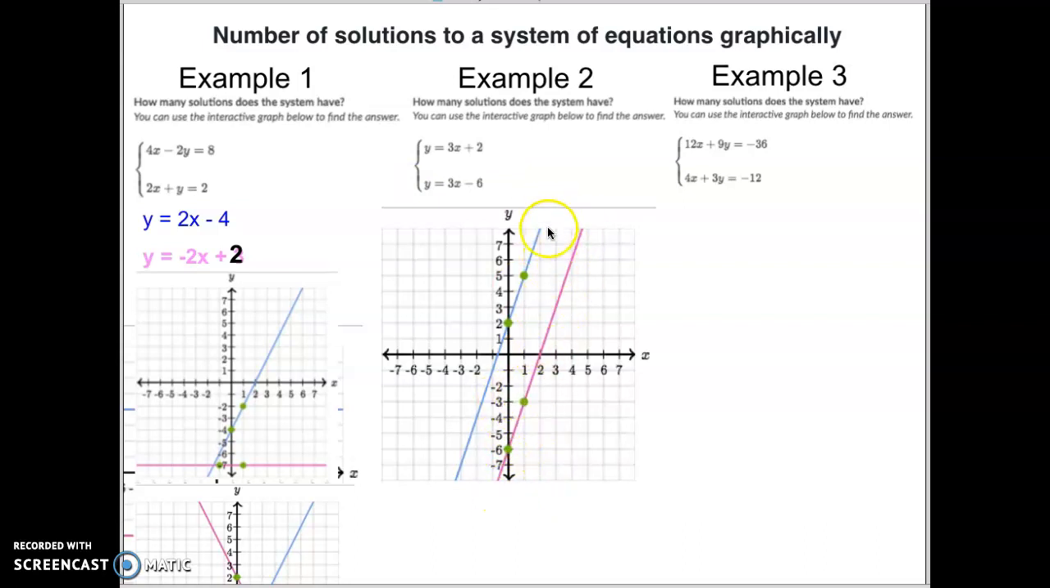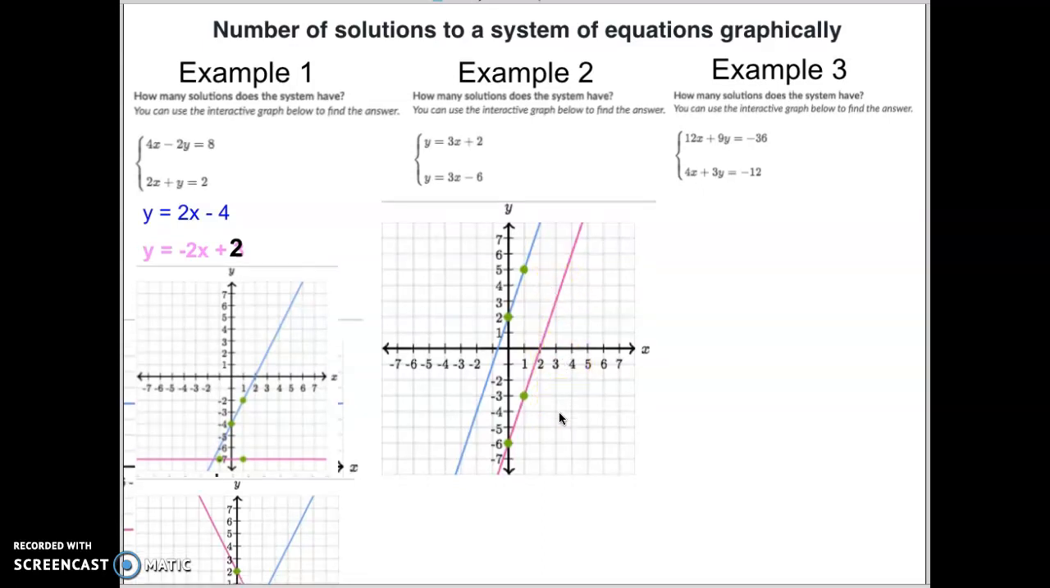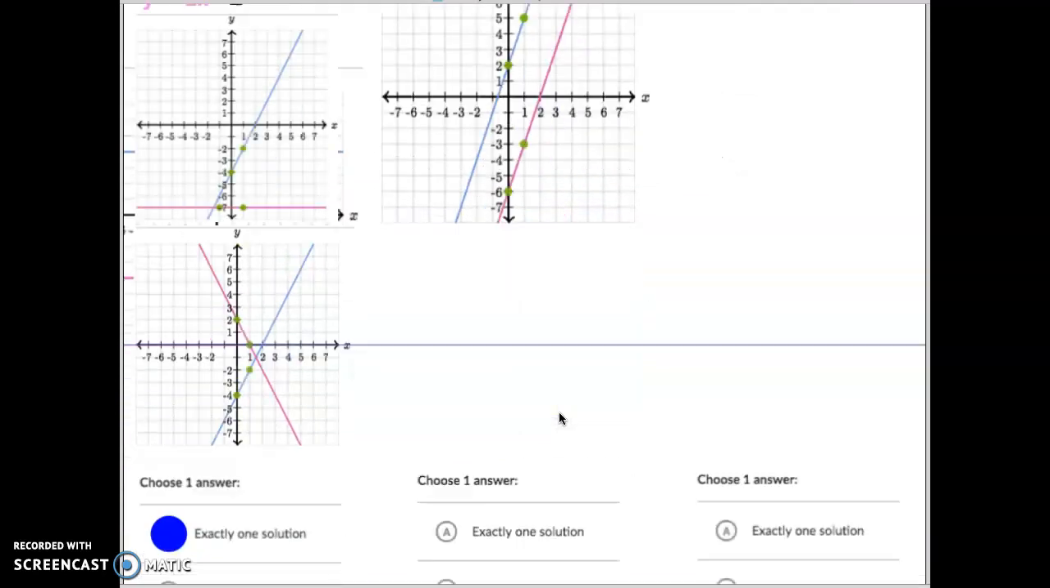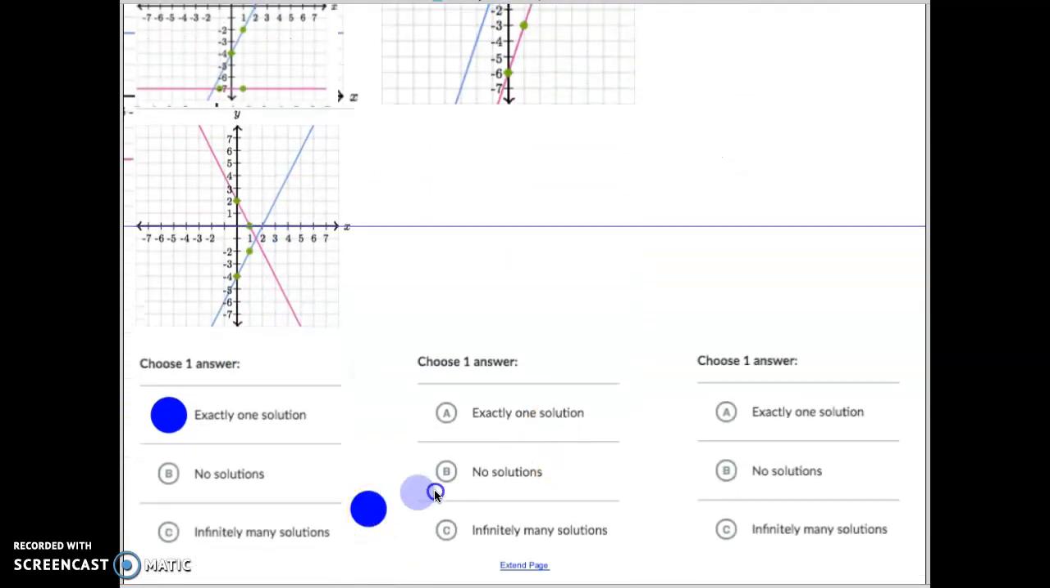What do you notice about these two lines? They're what to each other? Hopefully in your mind you just went they're parallel to each other, which means how many times will these two lines cross? Hopefully you said they'll never cross. They're parallel. Parallel lines never touch each other. And that's correct. So that means there are no solutions, meaning the lines will never cross, ever. Okay, third one.